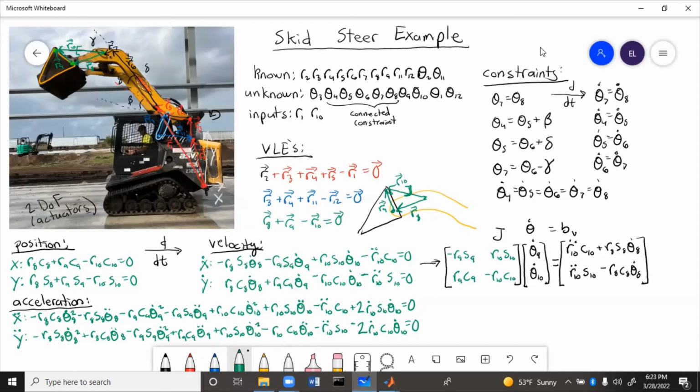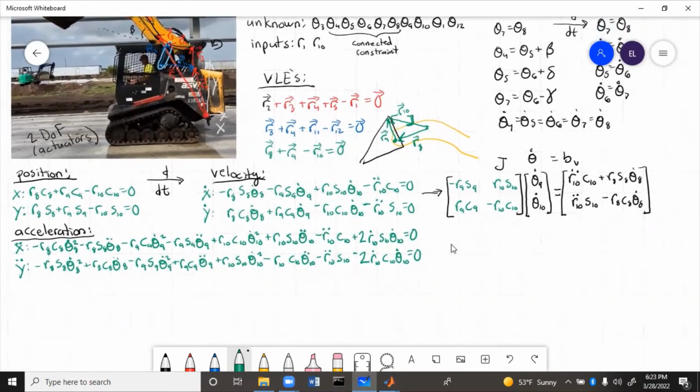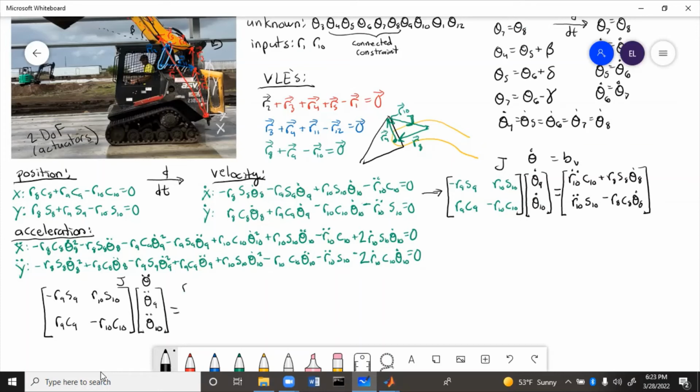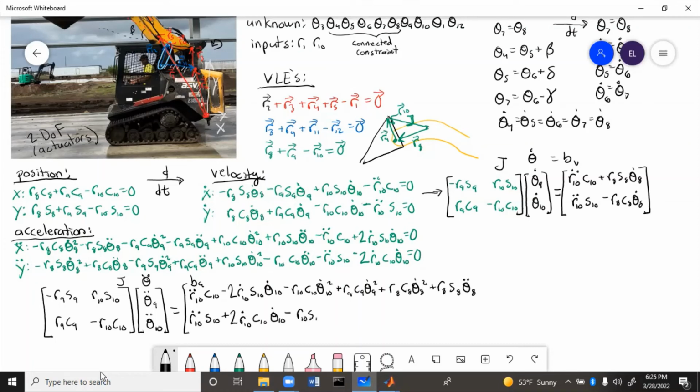Now that we've got the scalar equations, let's put those into matrix form. So remember that J will be exactly the same. Theta dot will become theta double dot, and then B will have everything else. So here is acceleration. So now we've worked out position, velocity, and acceleration for all 3 loops of the skid steer. So now let's take a look at the simulation and how I actually programmed that.